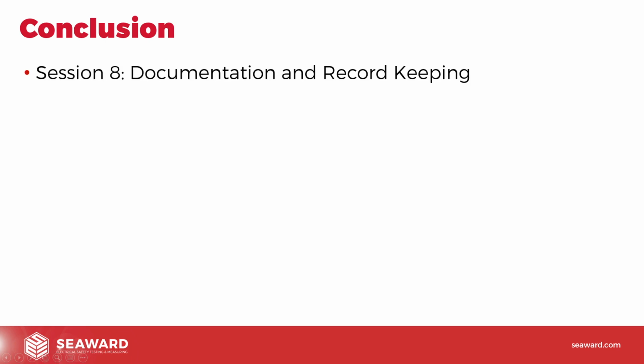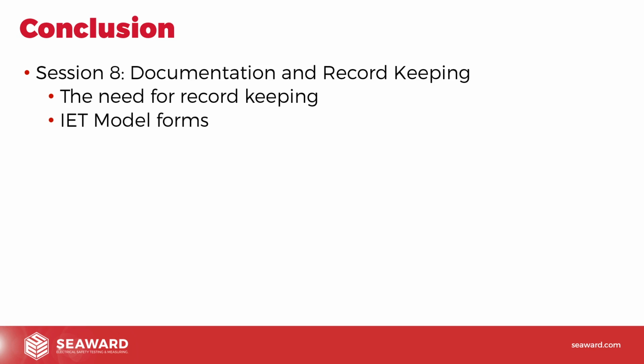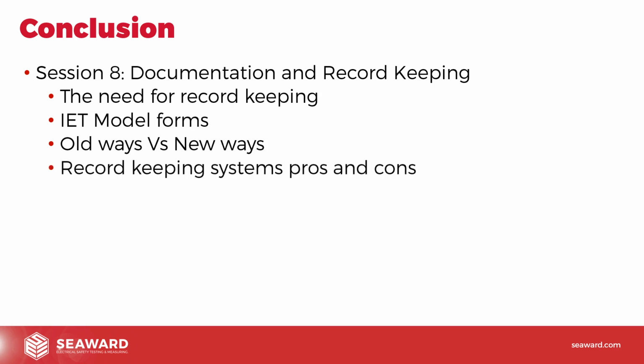So the conclusion: we've reached the end of the session, and we've also reached the end of the series. In this session, we looked at documentation and record keeping. We started off by looking at the need for record keeping and what the HSE say about keeping records throughout the life of equipment. We had a good overview of the model forms provided by the IET. We looked at the old ways of testing versus the new, more modern ways of testing. We looked at the pros and cons of record keeping. And we looked in detail at labels, barcode scanning, and data on the move.